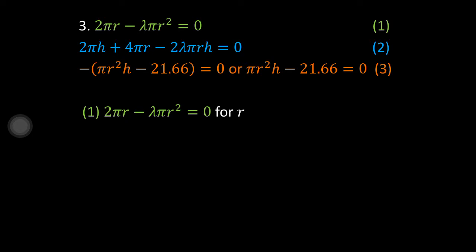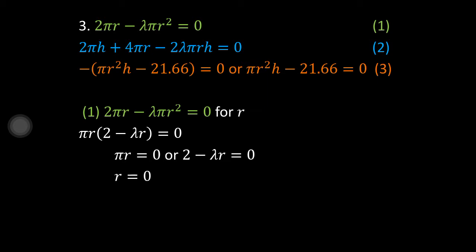So, yung equation 1 natin is 2 pi r minus lambda pi r squared is equal to 0. So, eliminate natin yung pi r para yung matira lang sa loob is 2 minus lambda r. So, yung equation natin is pi r multiplied to 2 minus lambda r is equal to 0. So, equal natin yung dalawang factor sa 0. So, pi r is equal to 0 and 2 minus lambda r is equal to 0. Yung sa first equation, pi r is equal to 0, divide both sides by pi para yung matira lang sa left side is r, kaya yung nakuha natin is 0.